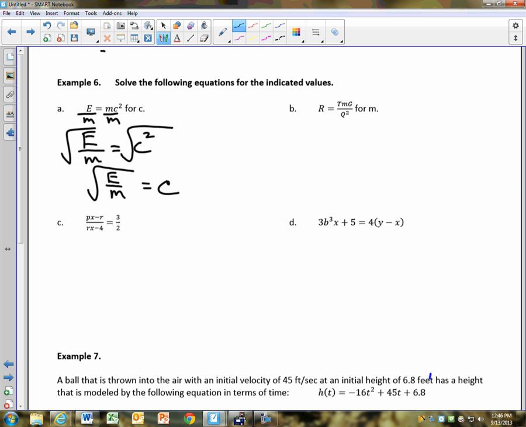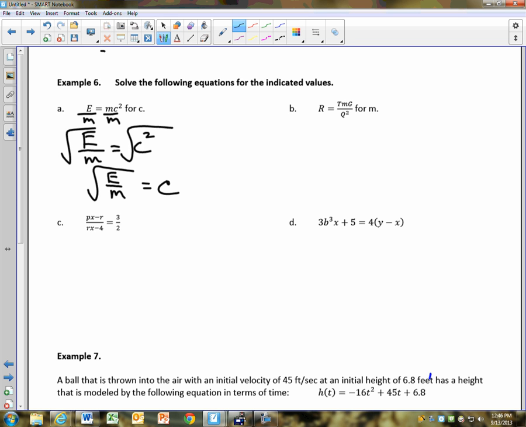Square root of E over m is equal to c. If it's a variable, you don't have to write plus or minus. And if it's a variable, you can have a square root in the denominator, just not numbers. I know that seems weird, but you'll learn more about why that's true as we go on. We can leave square roots of variables in the denominator.